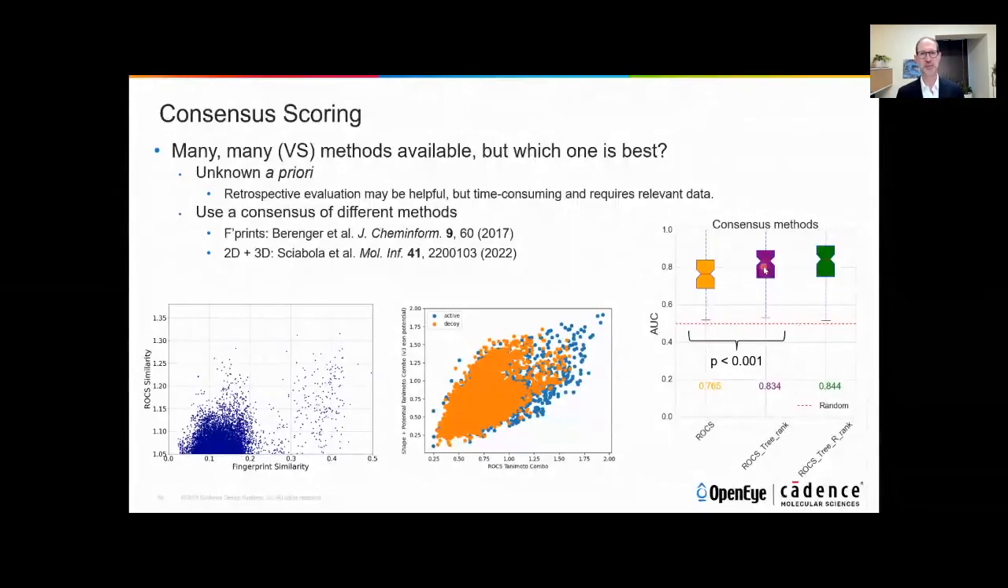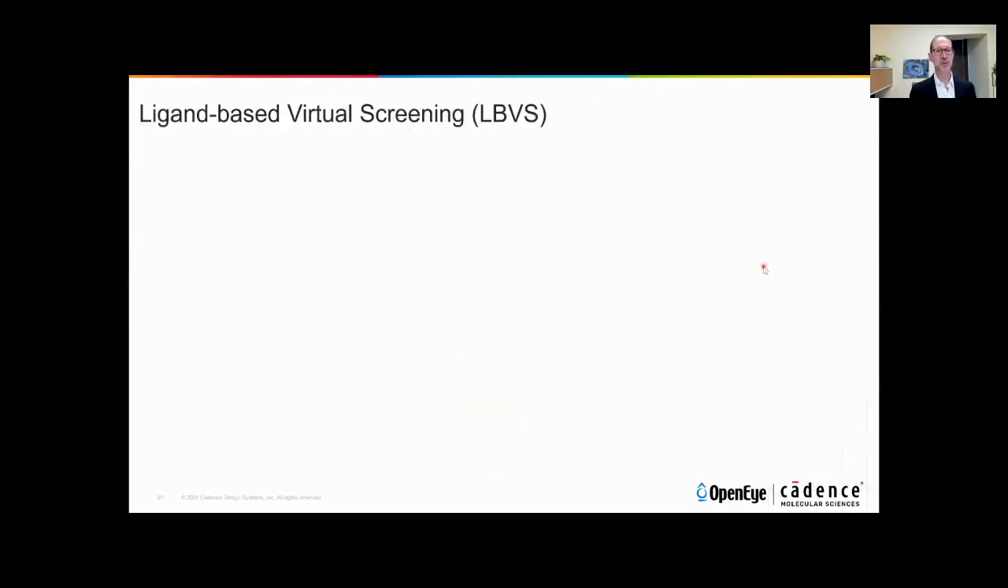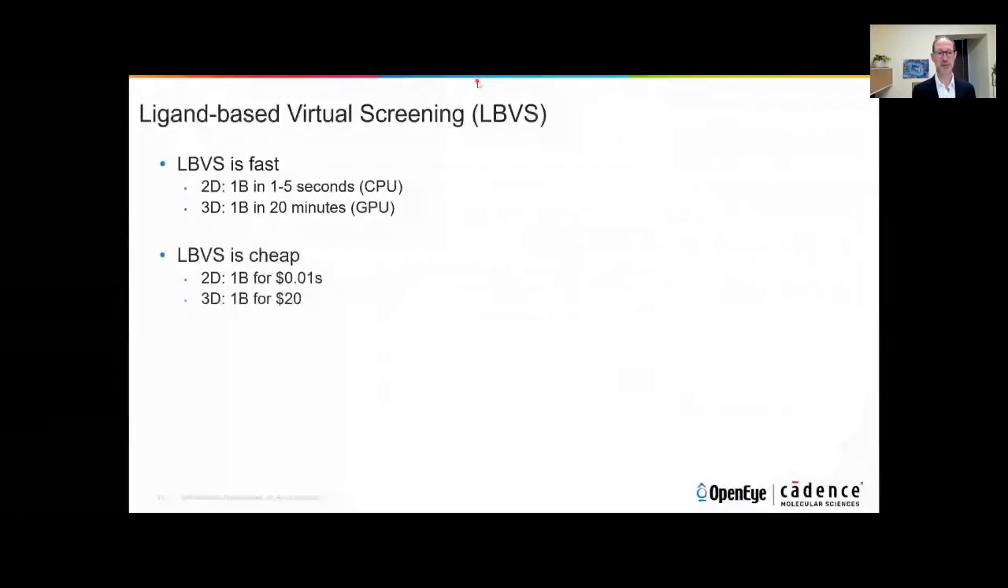Consensus scoring methods make a lot of sense, particularly if you have a 2D method which is going to add no compute time because it's so much faster than any of the alternatives. So to circle back to the beginning and think about the comparison between computation and experiment: these ligand-based methods are extremely fast. We can screen billions of molecules in a few seconds, even on CPUs with some modern fingerprint methods. Even with 3D methods, our FastROCS GPU approach, we can screen 1 billion molecules in about 20 minutes. These have very low compute costs: for 1 billion molecules, it's in the cents range for 2D, and in the $20 to $25 range per billion for 3D.